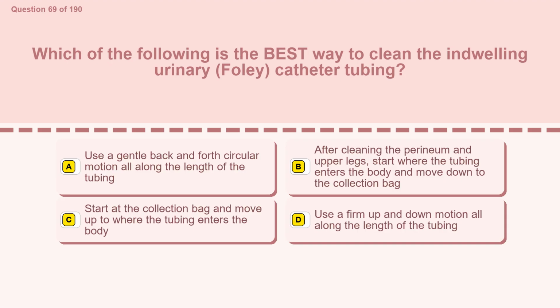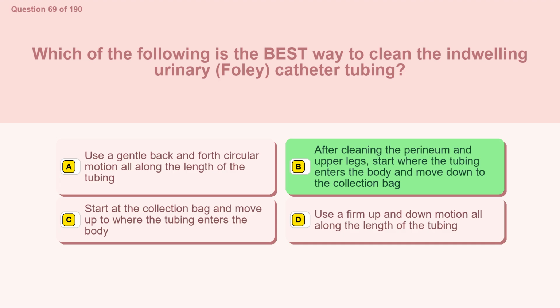Question 69. Which of the following is the best way to clean the indwelling urinary, Foley, catheter tubing? Option A. Use a gentle back and forth circular motion all along the length of the tubing. Option B. After cleaning the perineum and upper legs, start where the tubing enters the body and move down to the collection bag. Option C. Start at the collection bag and move up to where the tubing enters the body. Option D. Use a firm up and down motion all along the length of the tubing.